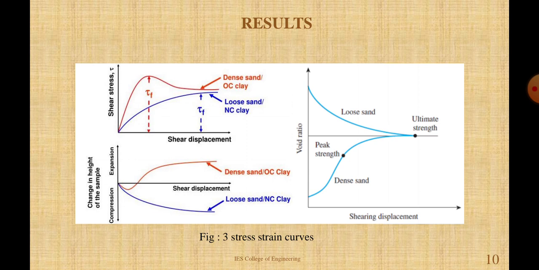Then figure B shows the volume change with an increase in shear strain. When we consider dense sand or over-consolidated clay, the volume first decreases slightly, but it increases with further increase in strain, and in the case of loose sand, the volume decreases with an increase in shear strain. Next, the figure shows the void ratio of initially loose sand decreases with an increase in shear strain, whereas that for initially dense sand increases with increase in strain.